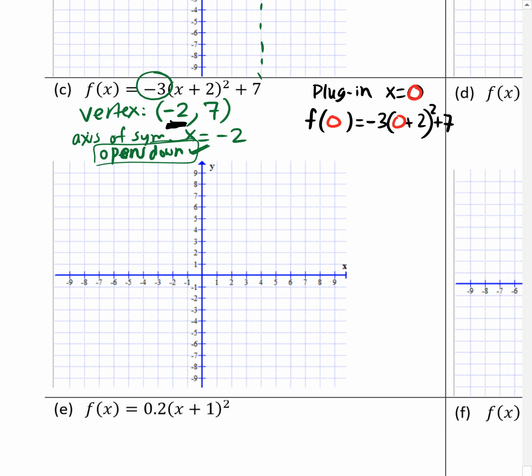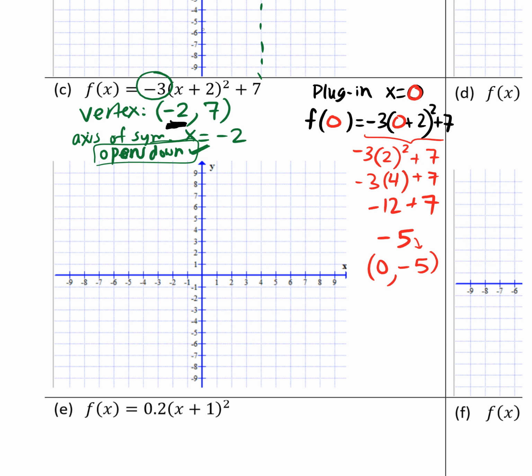Okay, what's this guy? It's negative 3 times 0 plus 2 is 2 squared. And be careful, you got to use order of operations. 2 squared is 4. You can't do 3 times 2 first. Negative 3 times 4 is negative 12. Plus 7 is negative 5. Alright, so that point must be 0 because I plugged in a 0 for x, and then negative 5 because I got a negative 5 out.